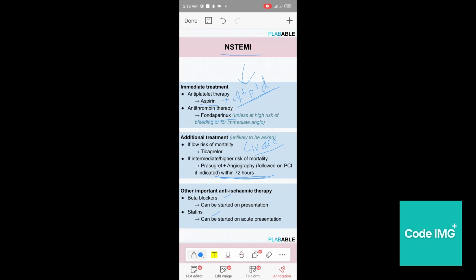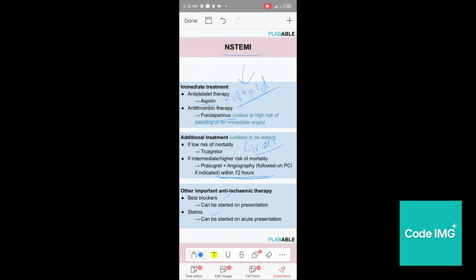But in the patient who has a GRACE score of intermediate or high risk, a score of 3 or less than 3 is the low risk. Greater than 3 is intermediate or high risk. So there you need to go for PCI within 72 hours, like within 3 days.